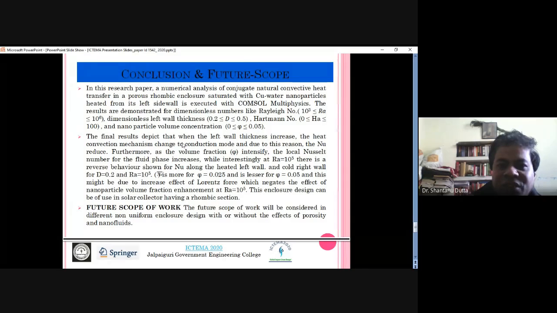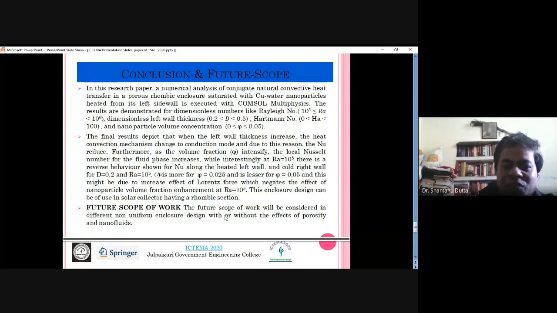The final results depict that when the left wall thickness increases, the heat transfer mechanism changes from convection to conduction. Furthermore, we showed one by one that volume fraction intensification results in an increased local Nusselt number. Interestingly, at 10 to the power 5, there was a reverse behavior shown for Nu along the heated left wall and cold right wall. So this is interesting at that Rayleigh number: Nu is more for 0.25 than for 0.5.